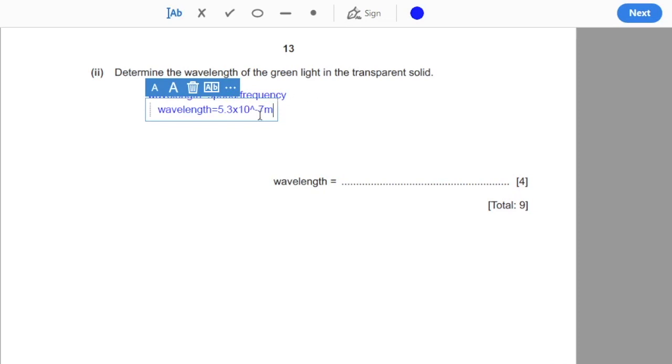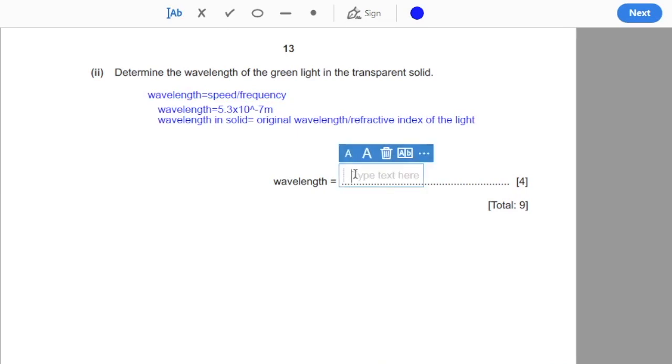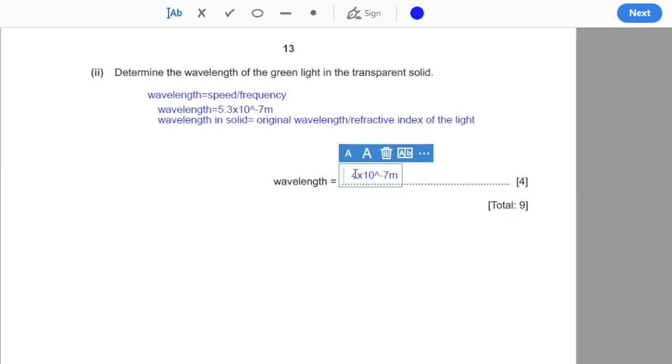And we know when it enters a denser material, the wavelength of light decreases. So this is its original wavelength when it was in air. To calculate the wavelength of the light in solid, the formula is wavelength in solid is equal to original wavelength divided by the refractive index of the light. Alright, so now you have the original wavelength, and you also have the refractive index from part 1. So the wavelength in solid is equal to 4 into 10 to the power -7 meters.